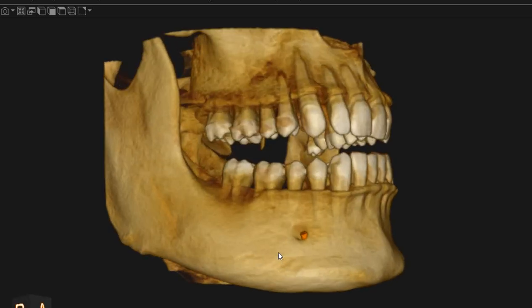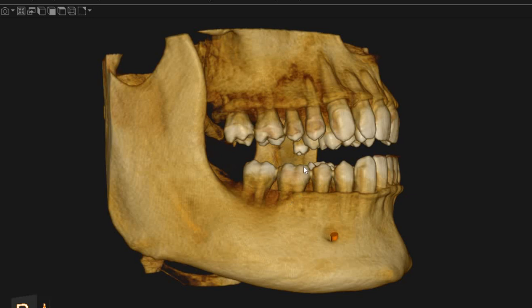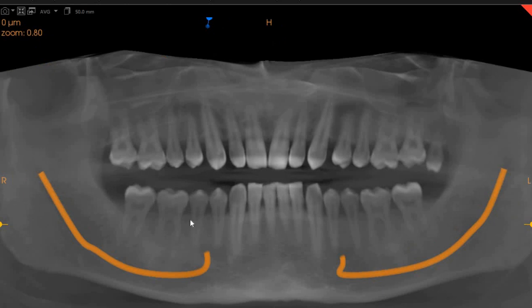This is the CBCT of the patient that you had requested. The area of interest is the lower right 7, which has been highlighted for a fracture. On the panoramic view, we don't see anything major except there is a radiolucency. A J-shaped radiolucency can be seen in the lower right 7, lower right 6.